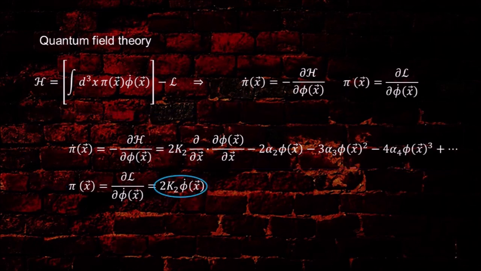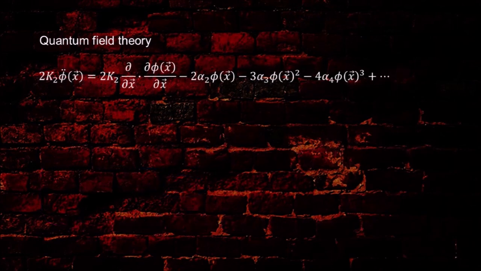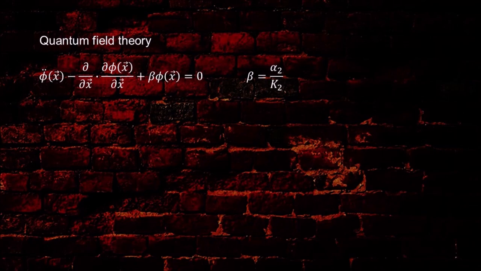If we take this term and plug it in here, we get an equation for phi. Let's rearrange it a little. Well, it seems that we're stuck again, because we don't know what k2 and the alphas are. What we can do is explore possibilities. Suppose we set all alphas except for alpha 2 to 0. That gives us a nice linear equation. It is called the Klein-Gordon equation. As you can tell from its name, it was first derived by Schrödinger.